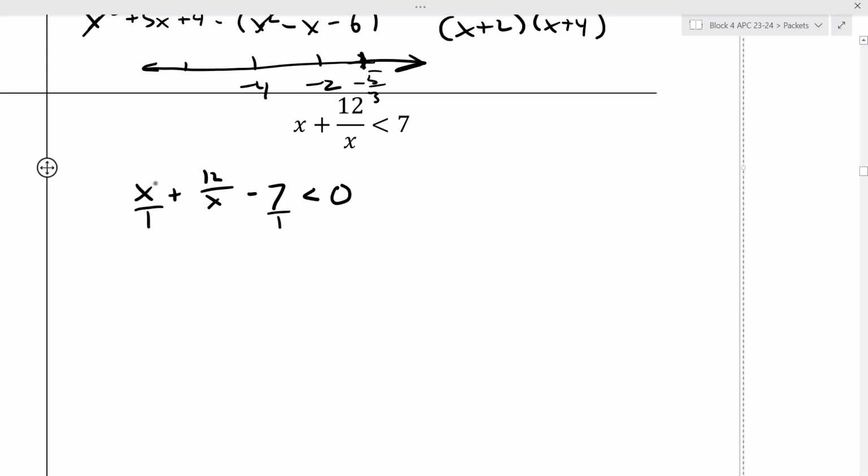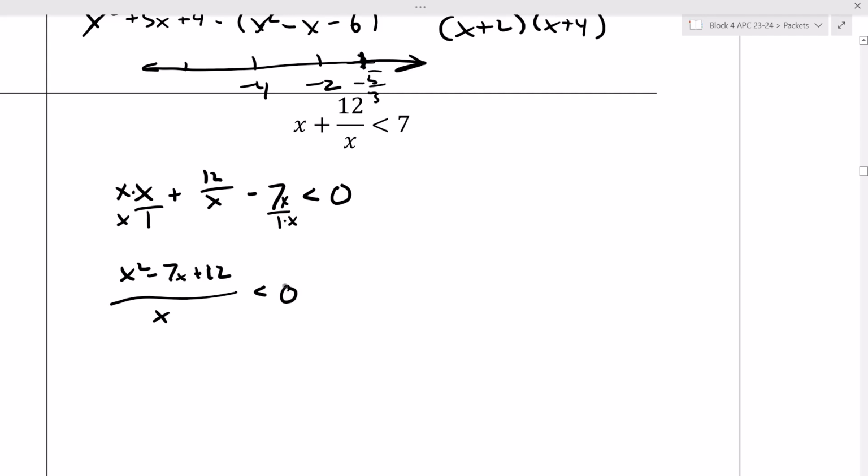X over 1 is going to become x. Well, I'll just say times x on top and bottom. Times x on top and bottom here. So yeah, x squared. I'll put this in standard form. Minus 7x plus 12 is less than 0. Are we comfortable with that work like that? Okay. And the top of that fraction, of course, we're going to factor it. So x minus 4 and x minus 3 all over x.